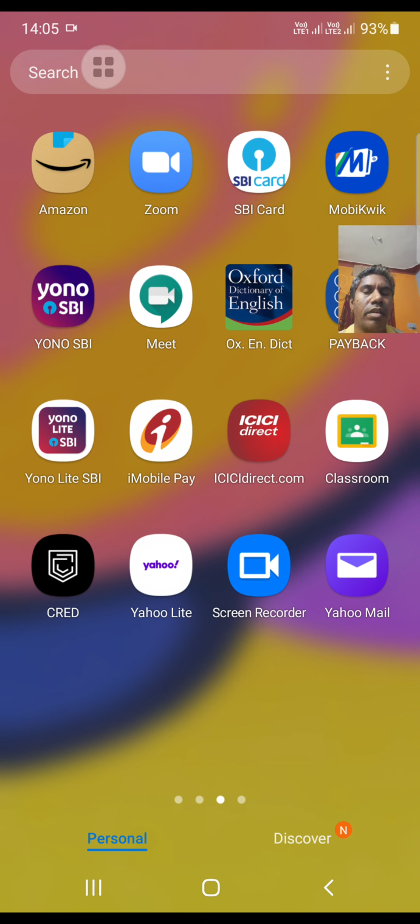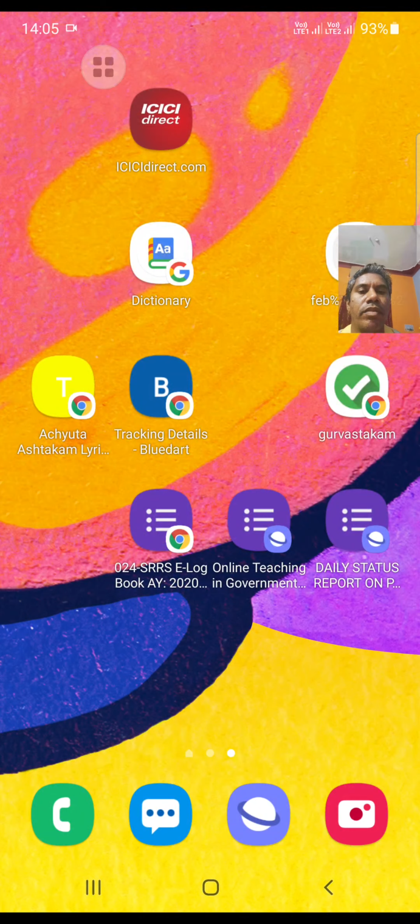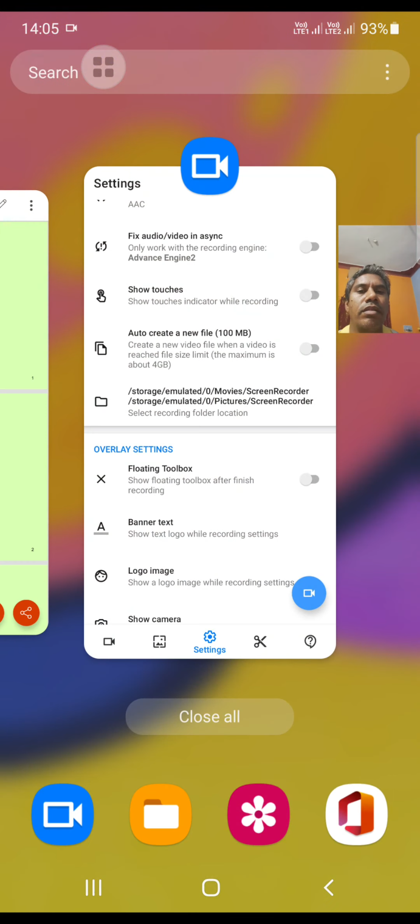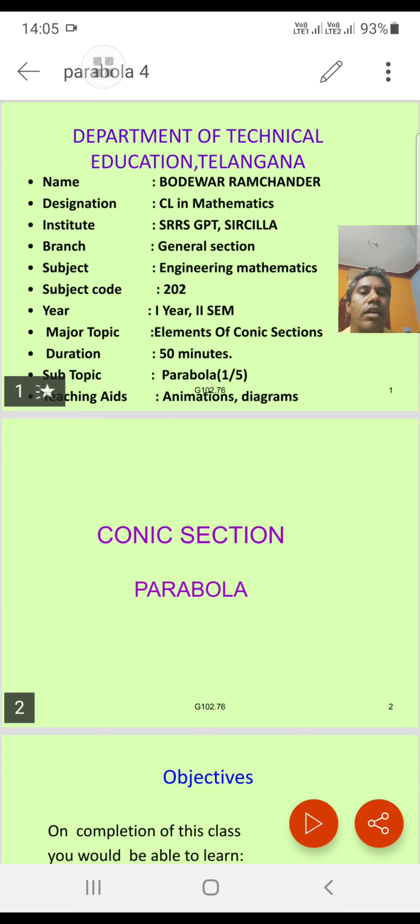Yesterday, or in previous class, we discussed circles and some problems on circles. And today, we will discuss parabola. So our topic is parabola. So let us start.